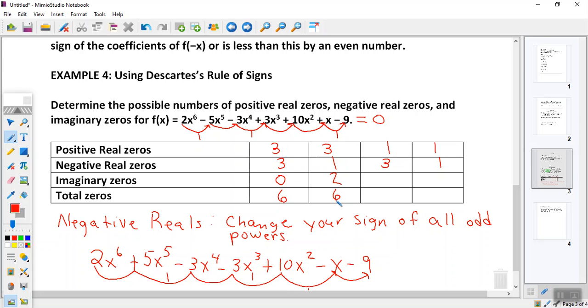What if we have 1 positive zero and 3 negative zeros? How many imaginaries would you have? Got a total of 6, right? What if you have just 1 positive and 1 negative? How many imaginaries are there? 4. Because you have to total what? Okay. So you're always looking at sign changes. For the positive real zeros, it's the original polynomial function. Okay? And then for negative reals, you have to change which exponents? Odd or even?